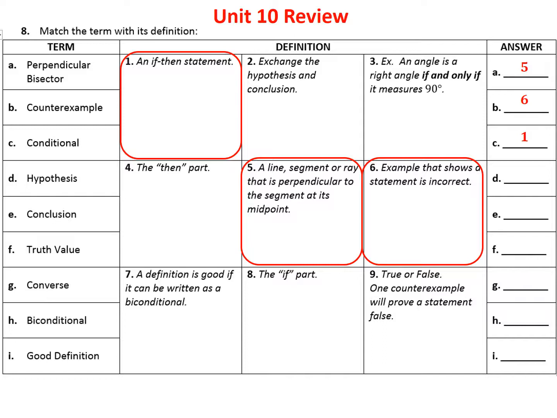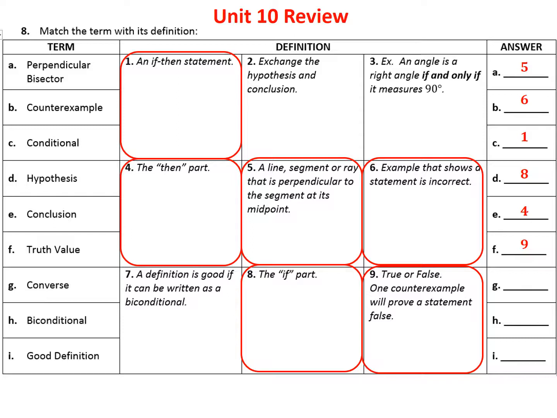Now our conditional statement is made up of 2 parts. Remember, the hypothesis is the if part, so that's 8, then the conclusion, so E is the then part. So if the hypothesis, so D is 8, then the conclusion, so E is 4. Truth value means, is the statement true or false? If you ask for the truth value of a conditional statement, you're asking, is it true or is it false? So number 9, true or false. One counterexample, by the way, will prove a false statement. But F is the truth value is either true or false.